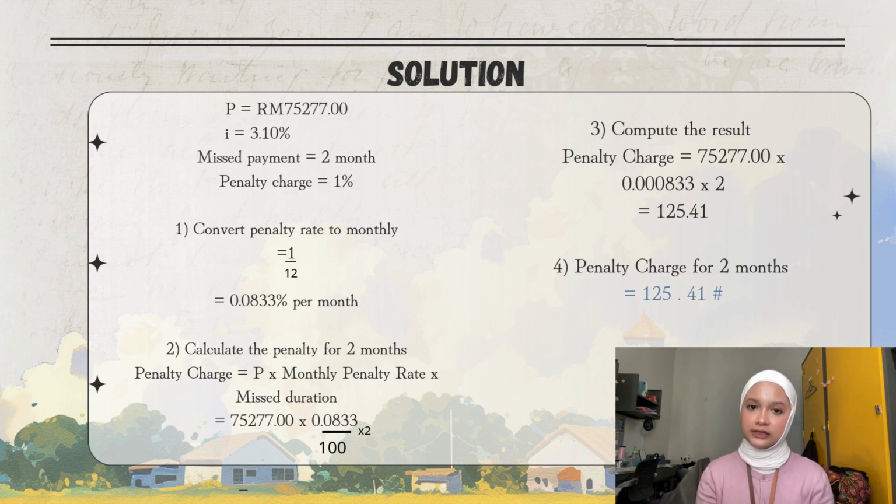So 75,277.00 times 0.0833 over 100 times 2. The third step, we have to compute the result. So penalty charge equals 75,277.00 times 0.000833 times 2. We will get 125.41. So the penalty charge for 2 months is 125.41.